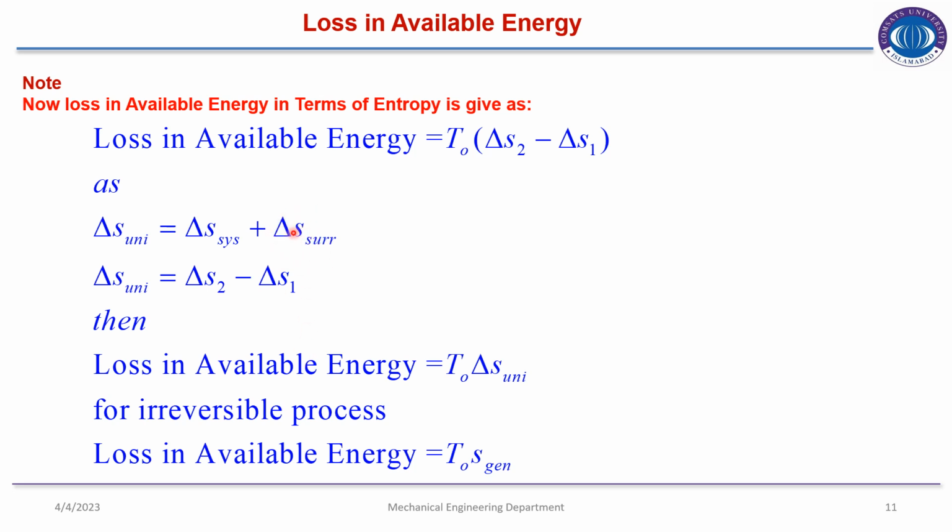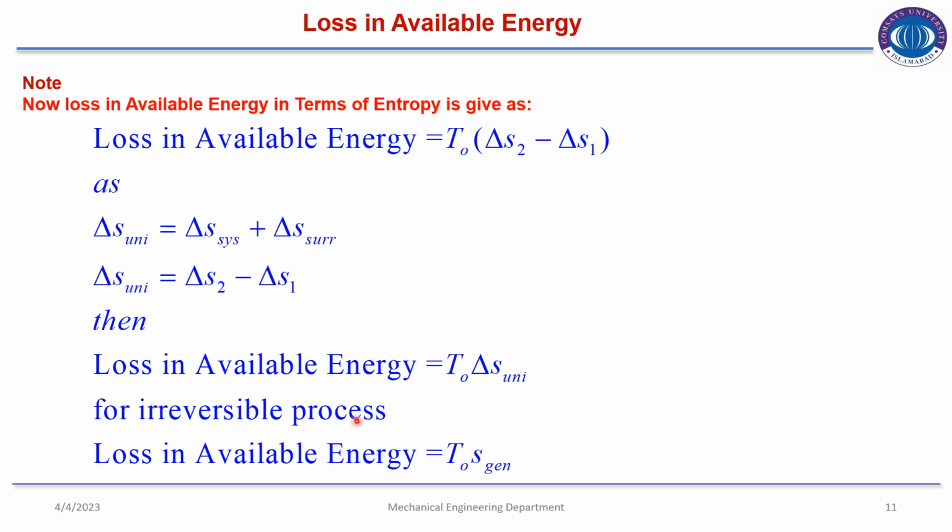So let's suppose we are discussing the reversible case. So del S surrounding is equal to 0, and del S universe is equal to del S2 minus del S1. So del S2 minus del S1 represents the change of entropy for the universe, and the universe is an isolated system. Therefore, loss in the available energy is equal to T0 del S universe, because del S2 minus del S1 is equal to del S universe. So we have replaced the value of del S2 minus del S1 with the change of entropy of the universe.